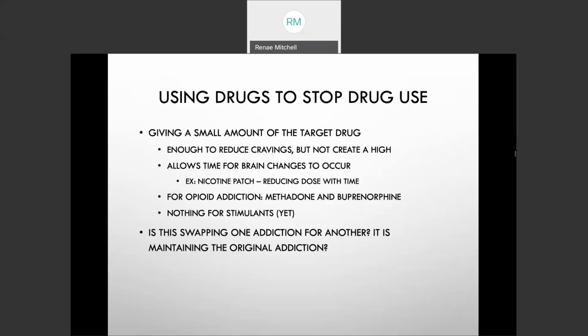But the question I'd like you to answer for the lecture questions for Module 4 is, what are your thoughts about nicotine replacement or methadone and buprenorphine for opioid addiction? Using drugs to stop drug use, is this just swapping one addiction for another? Is this just maintaining the original addiction? Or is this a way of helping someone quit while giving the body time to adjust? So I'm posing that to you as the lecture question for Module 4.